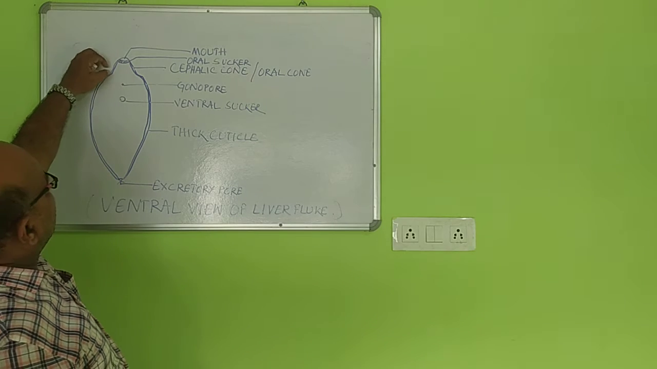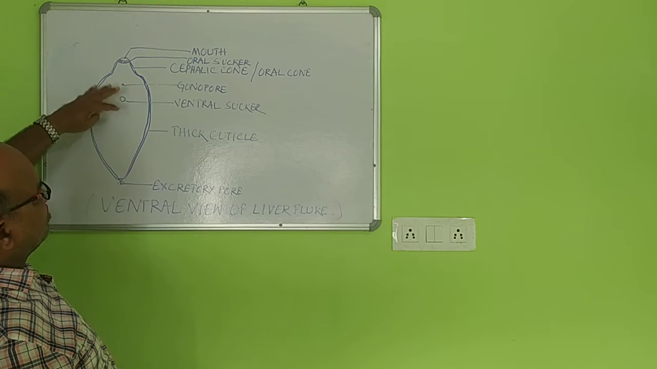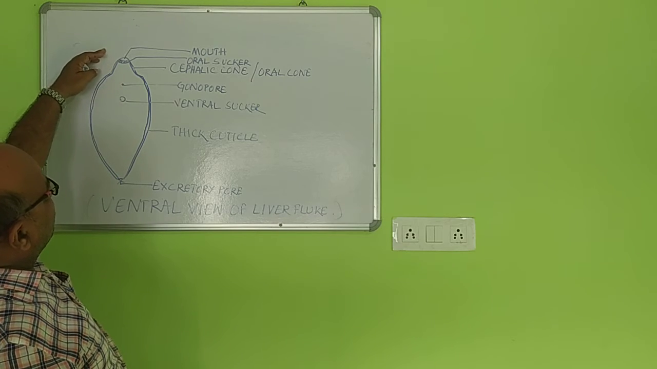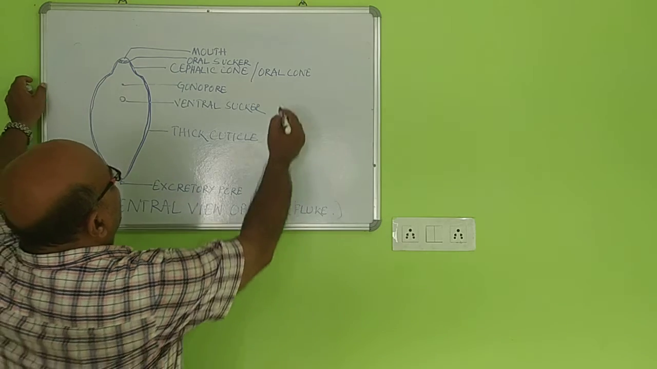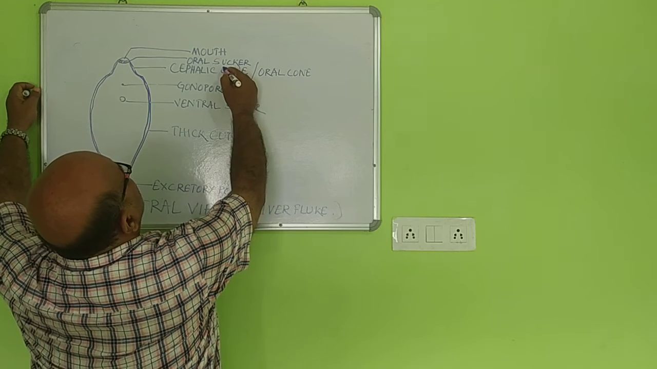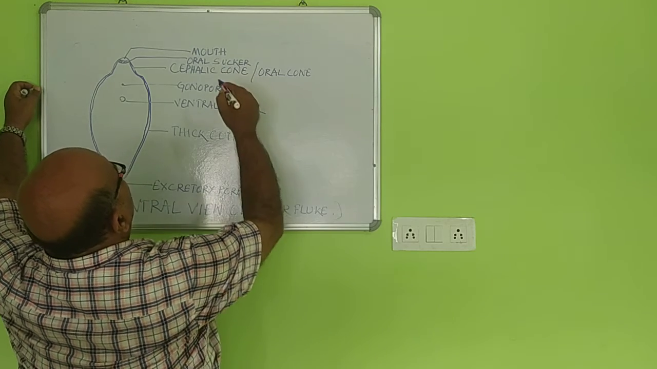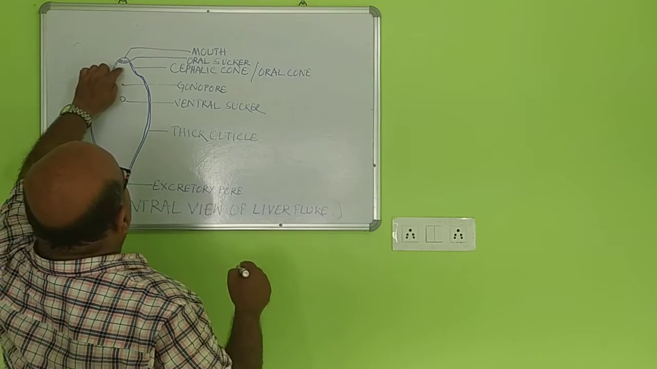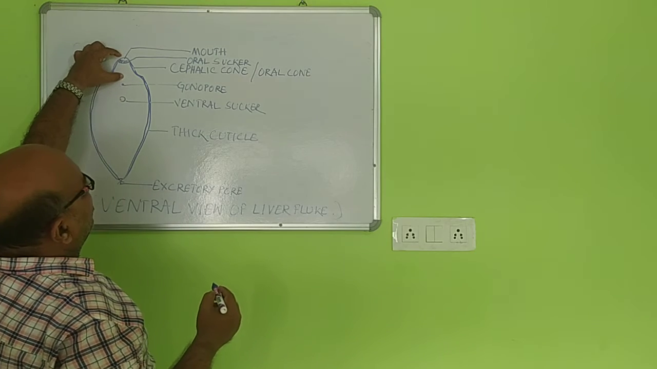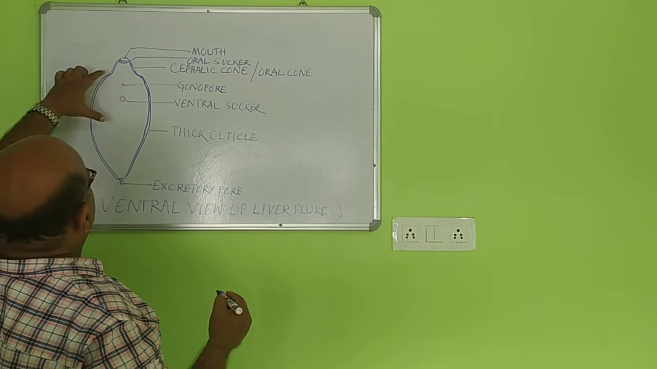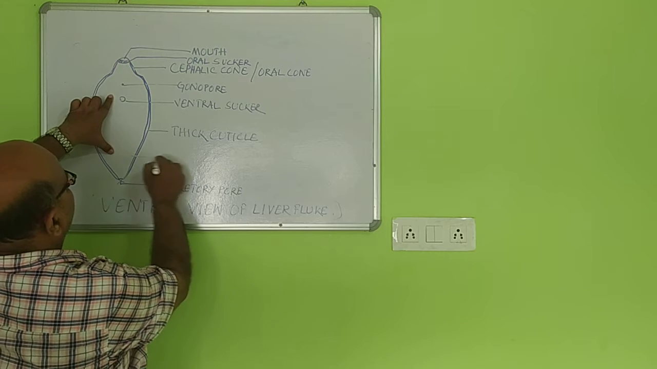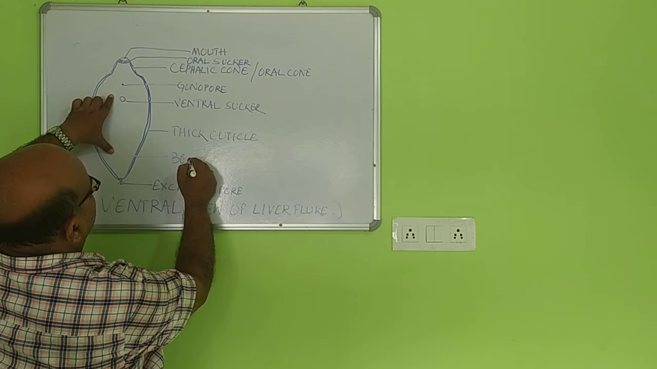First of all, you find two parts in this body. The uppermost part of the body is called the cephalic cone or oral cone. The remaining portion is called the body.